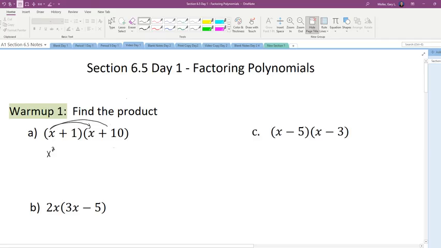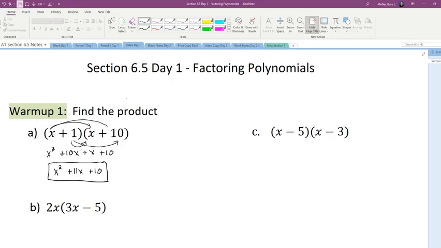I do x times 10, I get a plus 10x. I get a 1 times x plus an x, and a 1 times 10 and get 10. And then you can see we have two middle terms that can add together, a 10 and a 1, which makes 11. So x squared plus 11x plus 10. When we multiply two things together, each of those things is also known as factors. So we have multiplied two factors together, and we got our trinomial.